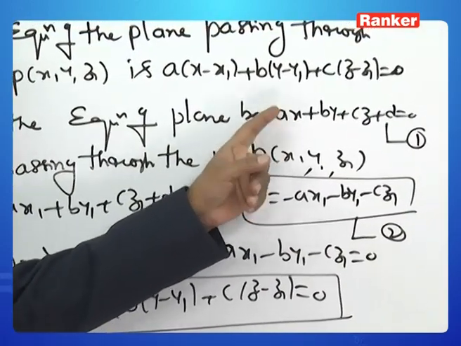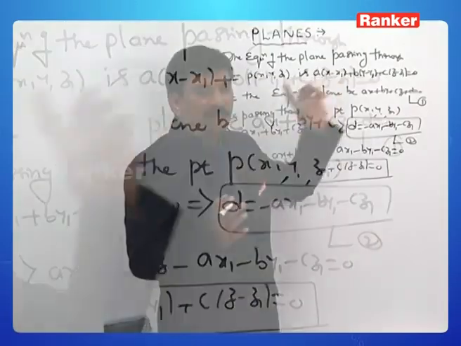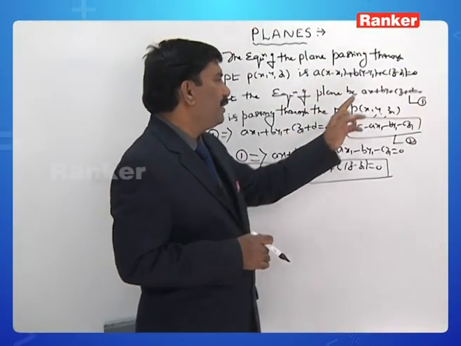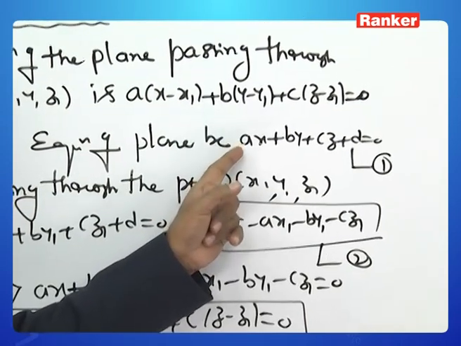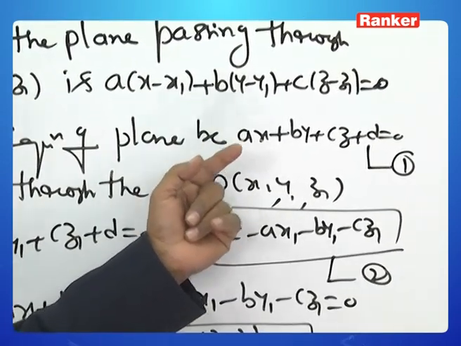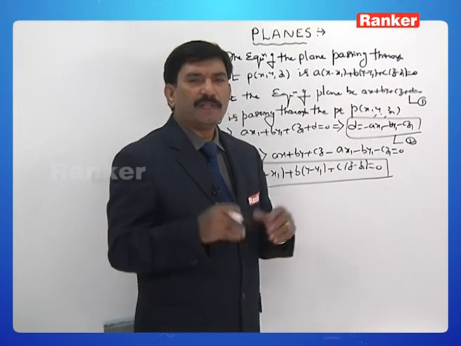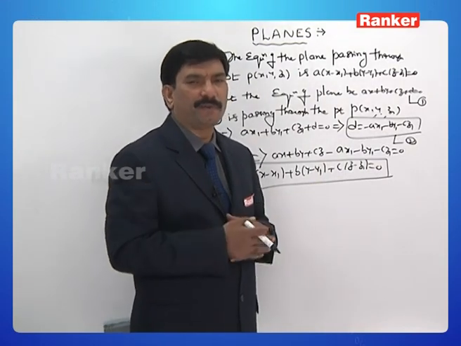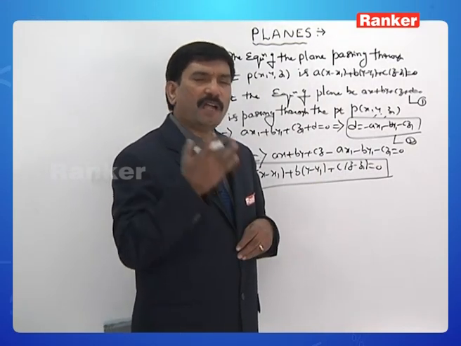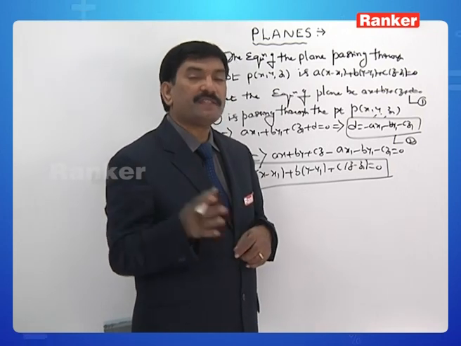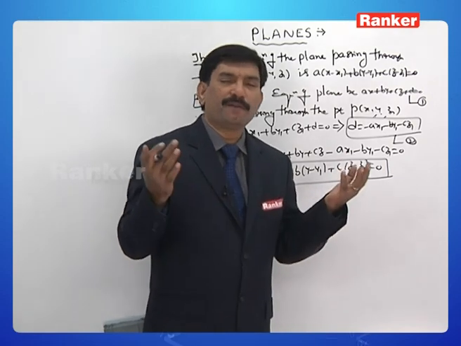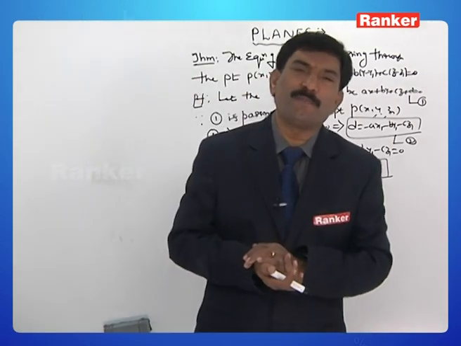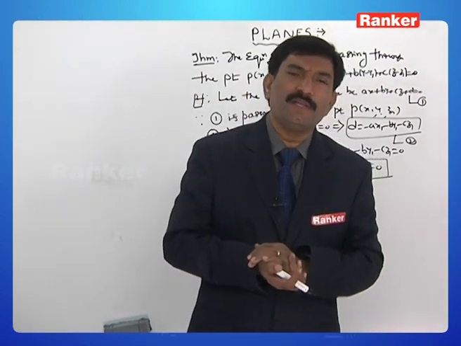How many unknowns? a, b, c, d, right? Now, equation of plane passing through first point A. Next, equation passing through point B. Second equation, passing through point C. Third equation. Number of unknowns is equal to number of equations. Solve it and then take the fourth point, means substitute the fourth point. If it satisfies, then the 4 points are what? Coplanar. 4 points are coplanar.